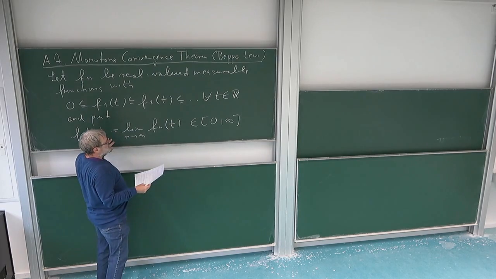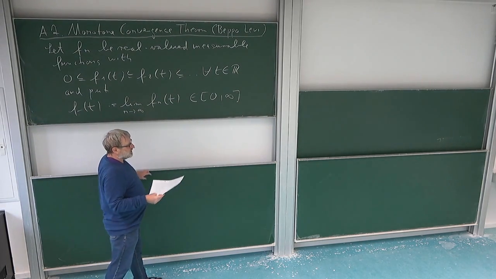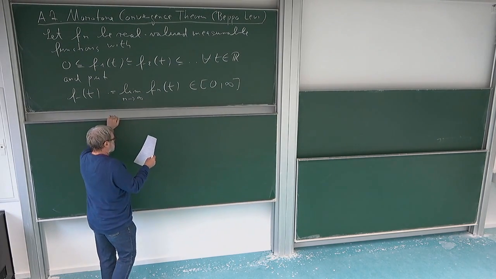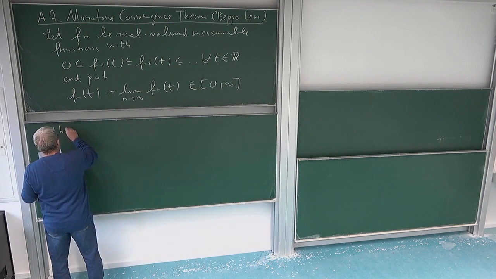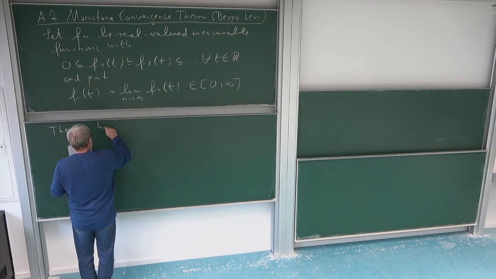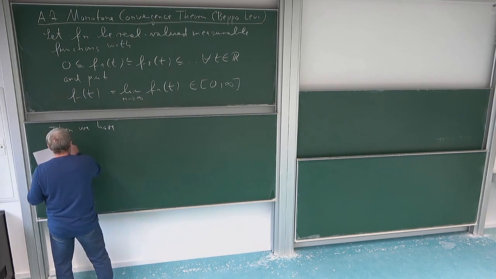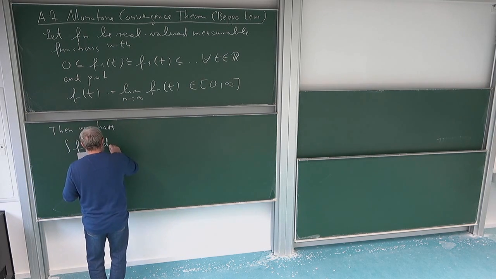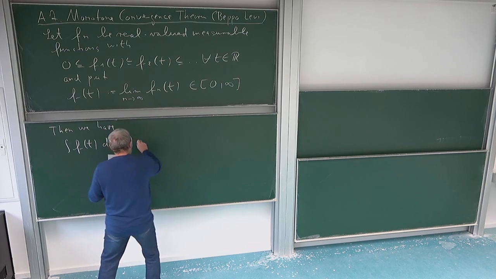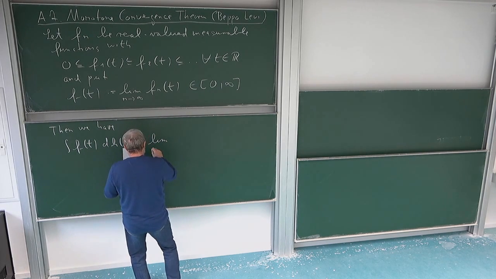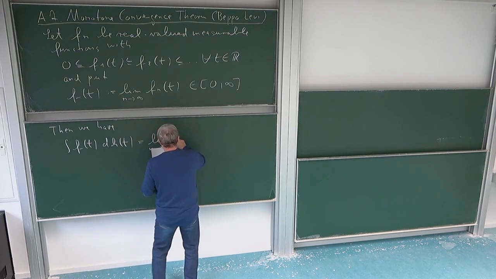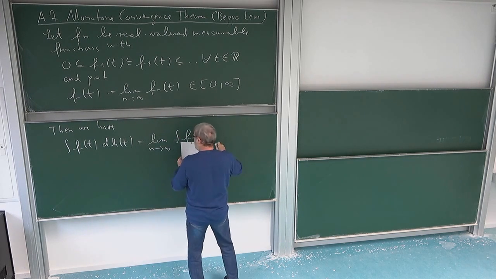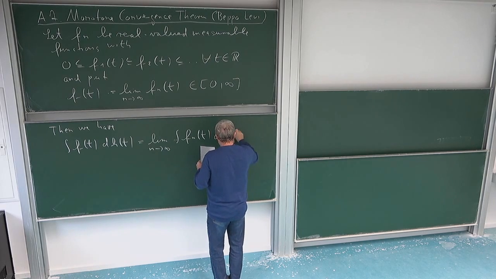Yeah, and then the statement is very easy. Then the limit and the integration commute. So then we have what we would expect, or what we would hope for, namely that the integral over f(t), the limit, is actually the limit of the integrals, the limit as n goes to infinity of the integral of f_n(t) dh(t).